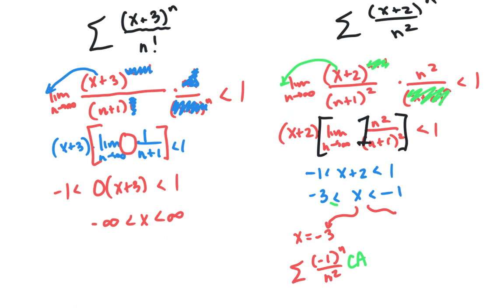I also am going to plug in negative 1. Negative 1 plus 2 is 1, so 1 to the n, which of course is just 1. But 1 over n squared is a convergent p-series. So this also gets an equal sign. There is my interval of convergence.